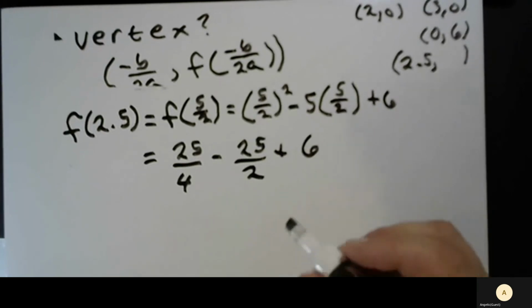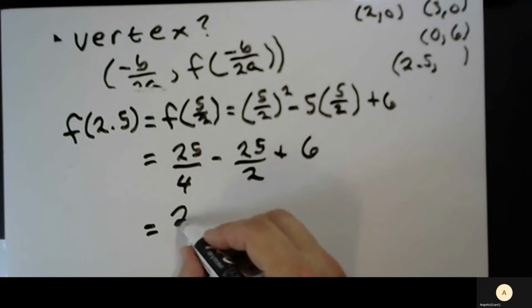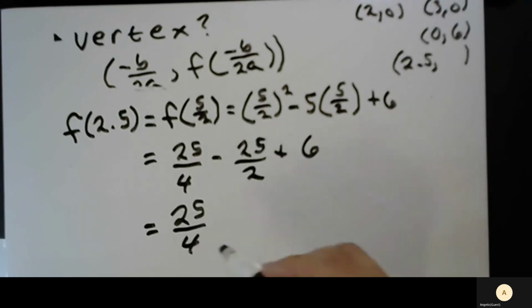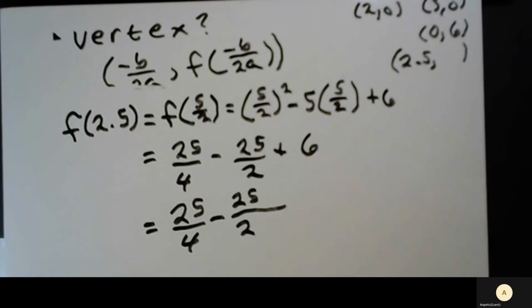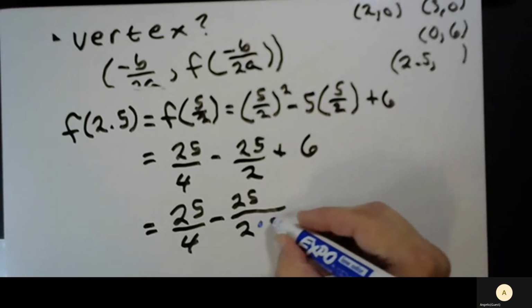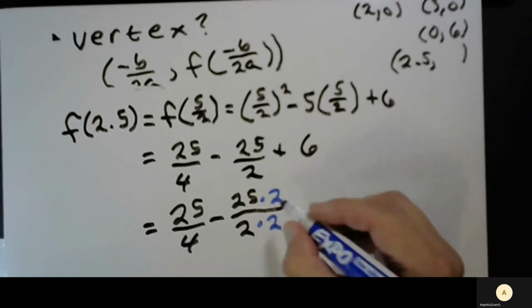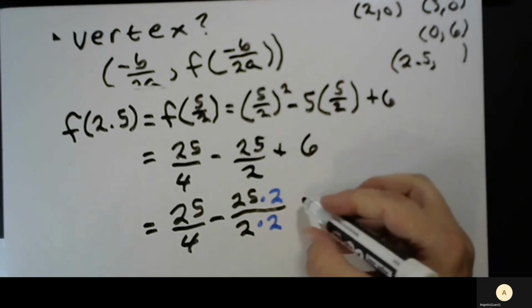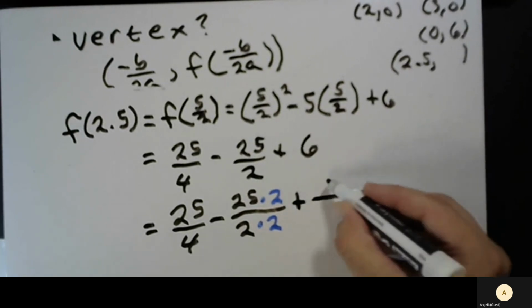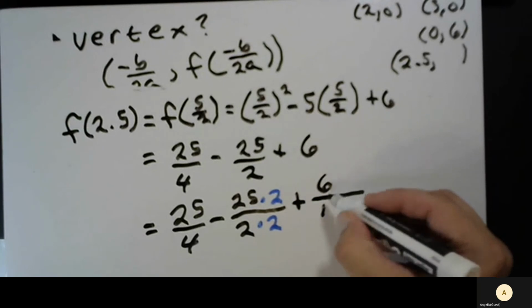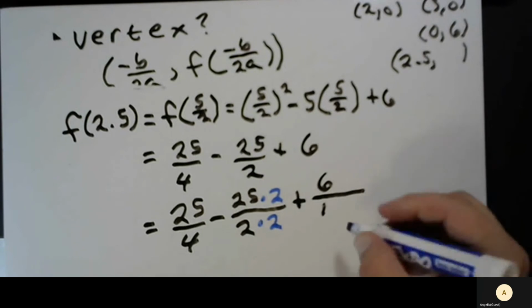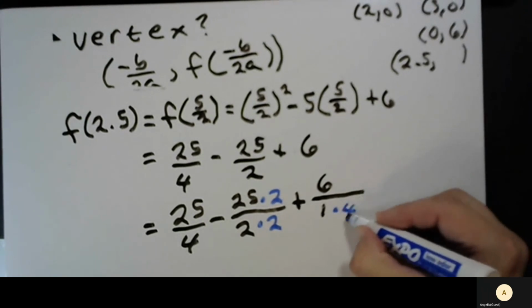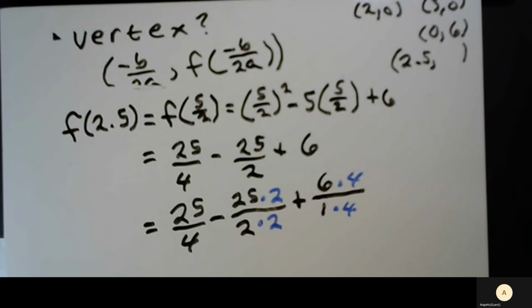So I'm going to give everything a common denominator of 4. This will be 25/4 minus, now I want a 4 on the bottom here. So to do that, I'm going to multiply bottom and top by 2. And then for this, we can rewrite 6 as 6 over 1, because 6 divided by 1 still gives you 6. But to get a denominator of 4, I'm going to multiply bottom and top by 4.